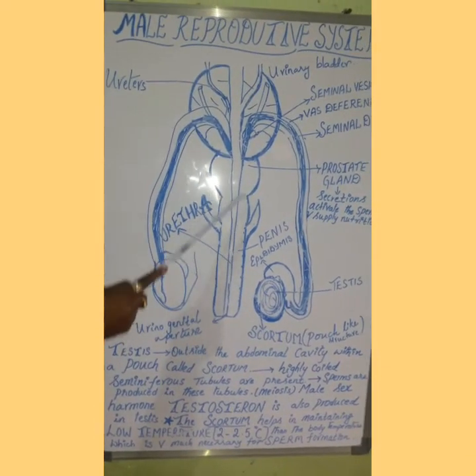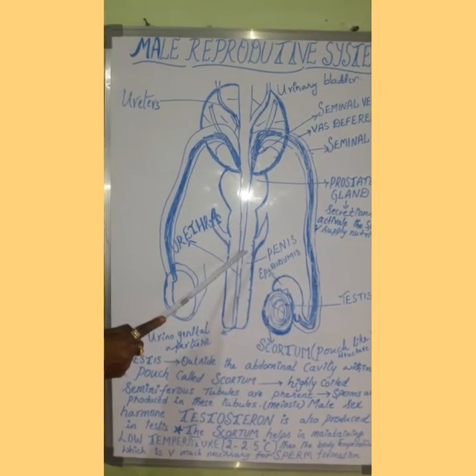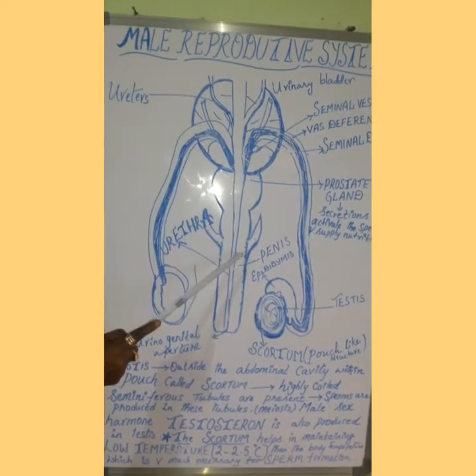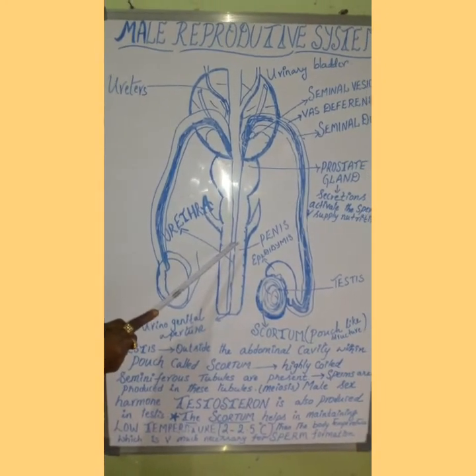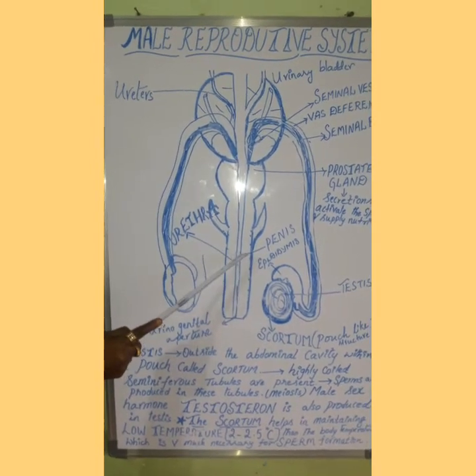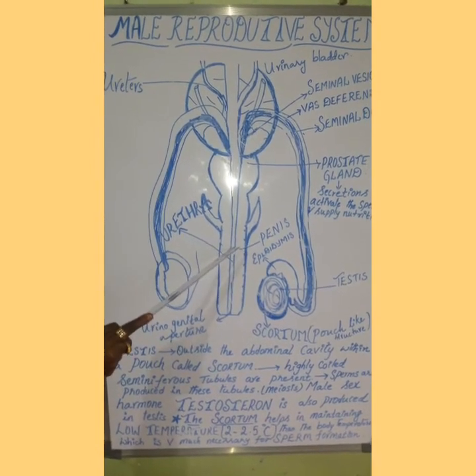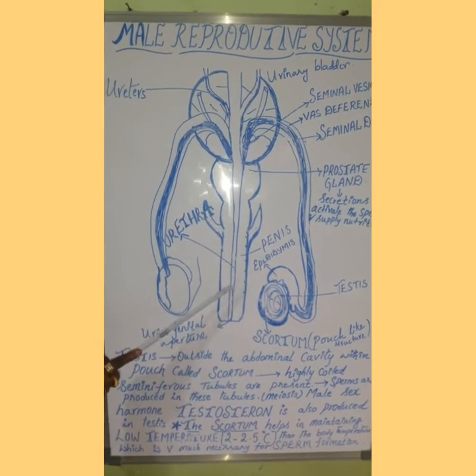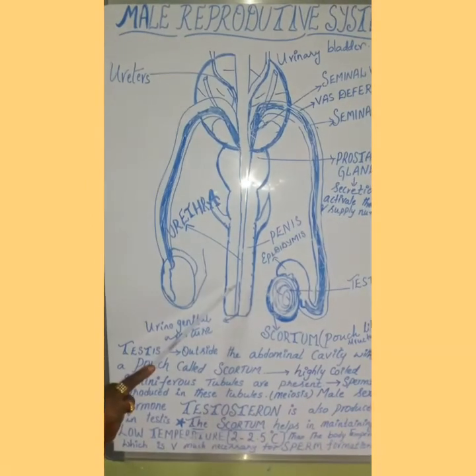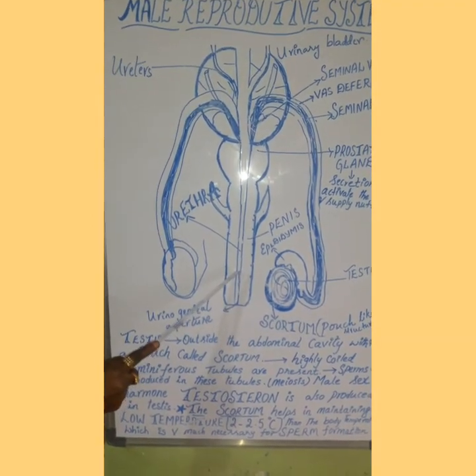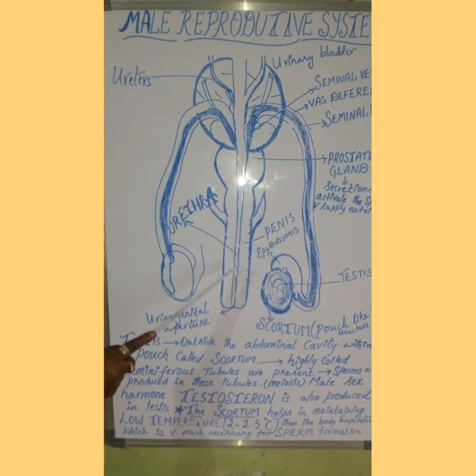This is called the urethra. The urethra in males not only transports urine but also sperms. Hence it is also called the urinogenital duct.